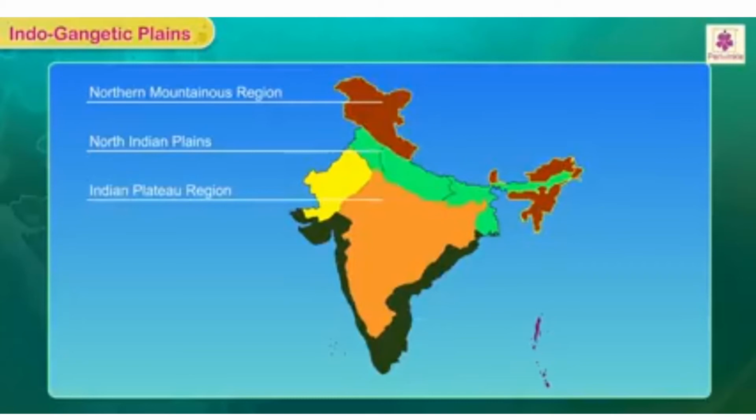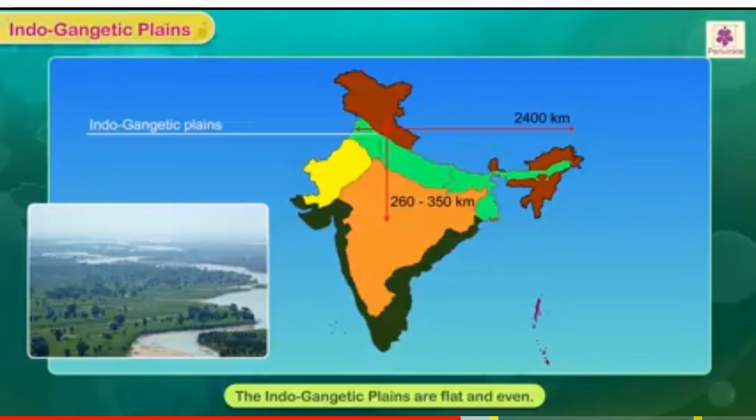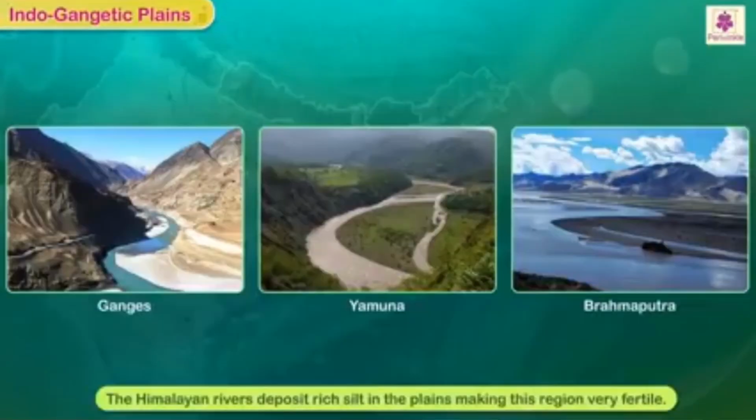Now the next one is northern plains. The northern plains lie to the south of the Himalayas. These densely populated plains are formed by the Himalayan rivers, the Indus, the Ganga and the Brahmaputra. They run parallel to the entire stretch of the Himalayas.